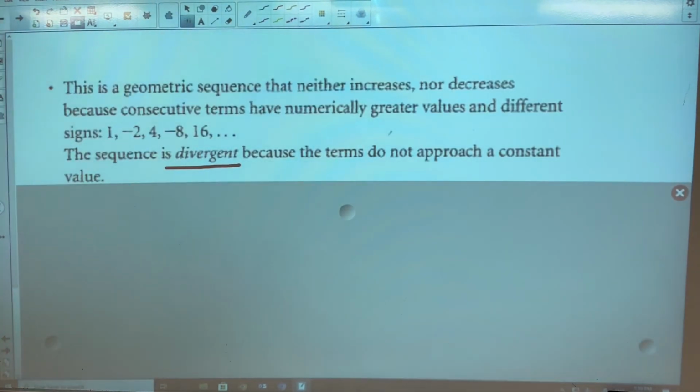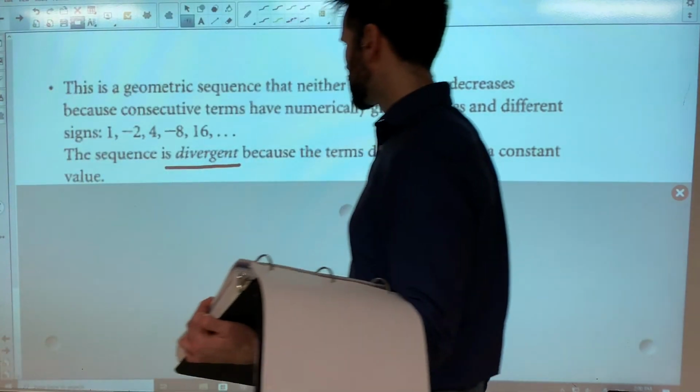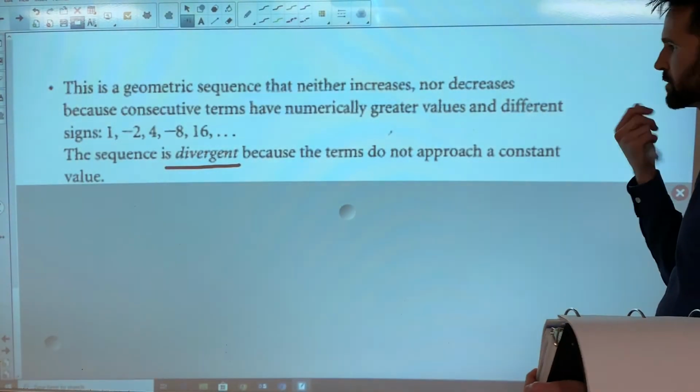So I hope eventually we get to a formula. This one is a geometric sequence that neither increases or decreases, like I just talked about. So this is another alternating one, and we say it's divergent. Okay, so if it alternates and it never gets to a number, we say it's a divergent sequence because it doesn't approach a constant value.